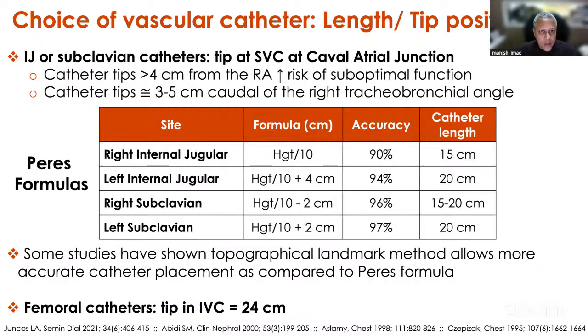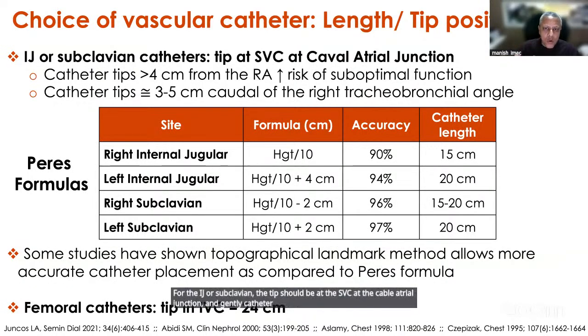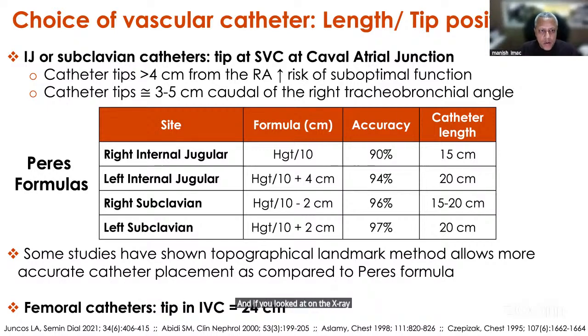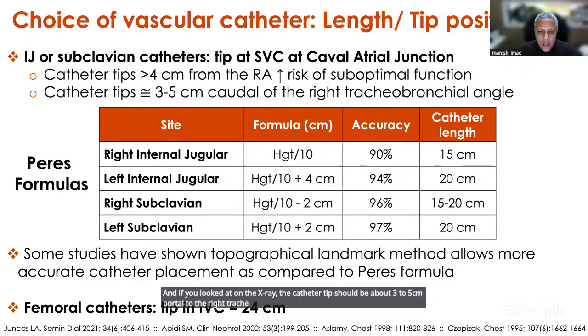For the IJ or subclavian, the tip should be at the SVC at the cavoatrial junction. And generally, for catheter tips that are more than 4 centimeters cranial to the right atrium, the risk of suboptimal function becomes very high. On the X-ray, the catheter tip should be about 3 to 5 cm caudal to the right tracheobronchial angle. That way you'll probably be in the appropriate position in the vein.